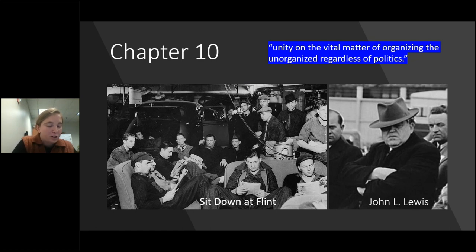And it gave a particular exposé on the victorious sit-down at Flint, pictured here on the left. So the sit-down or stay-in strikes is where workers literally stay in the factory or the property where they work and refuse to leave until their demands are met. The sit-down at Flint was led by John L.